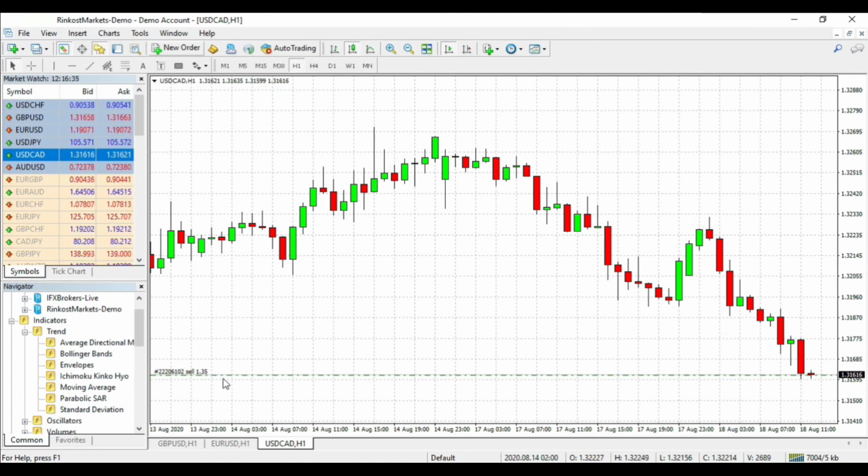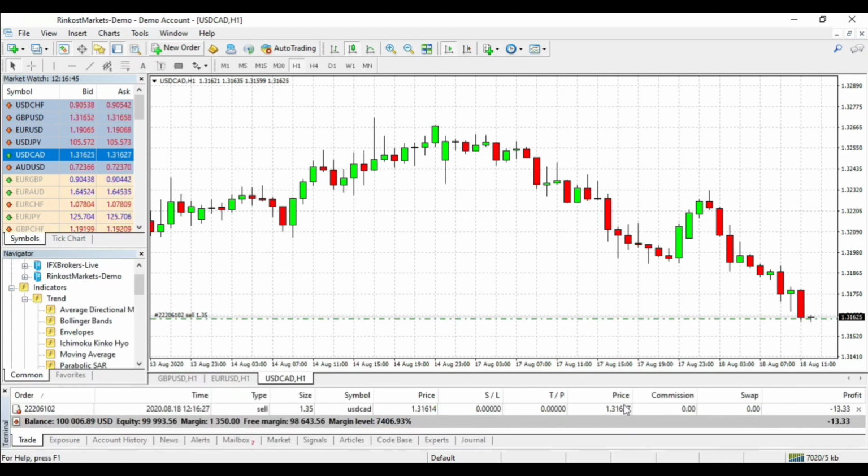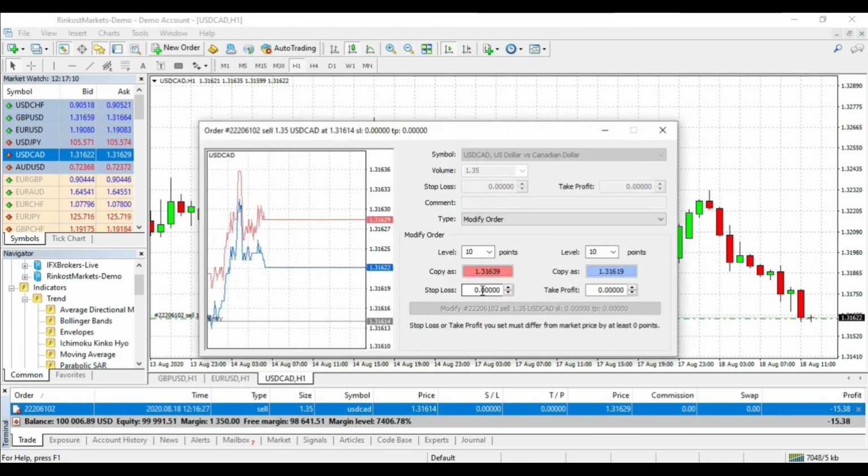And to get an indication of how this specific order or trade is doing, just go to this terminal window over here, click on the terminal tab, and here you have the specific trade that you're in. So currently we are at minus $15 profit on this demo account. You can see the specific variables for this trade. It was a sell type, the size, the symbol, the price, and to modify this specific trade, we can just double click over here, and we can enter a specific stop loss for the sell trade.